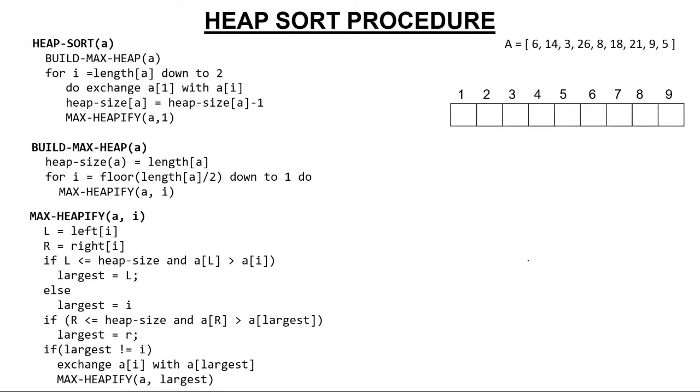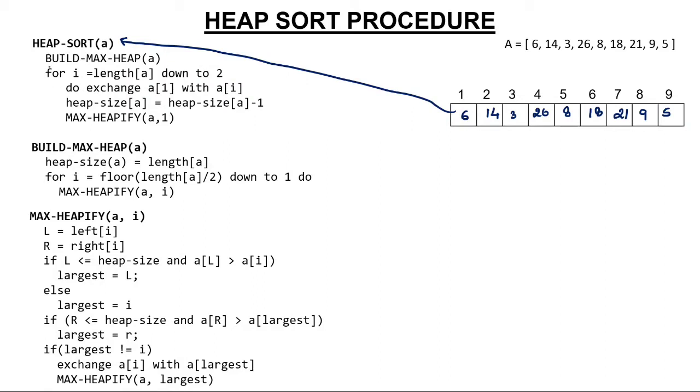So let's see the algorithm. Suppose the array is 6, 14, 3, 26, 8, 18, 21, 9 and 5. Your job is to sort these elements, so in order to sort them, you simply called heap sort. You said, heap sort, take this array and sort it. So see what heap sort said.